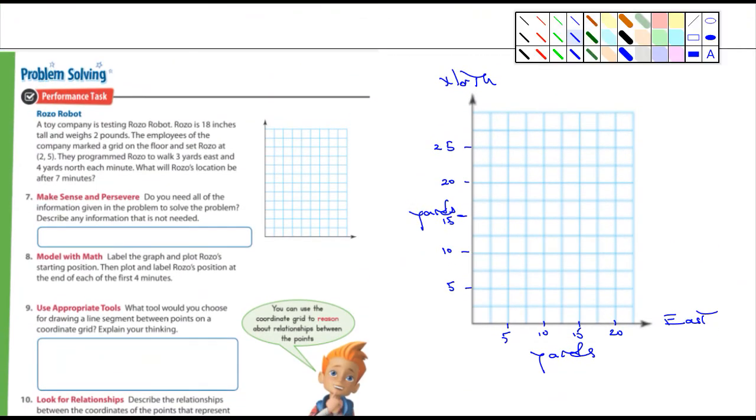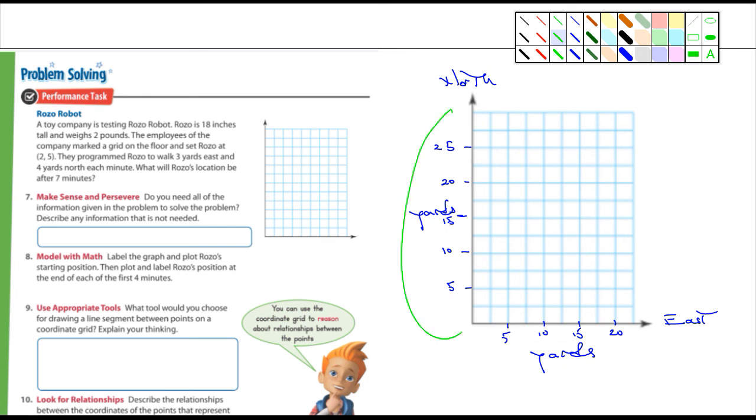A toy company is testing the Rozo robot. Rozo is 18 inches tall and weighs 2 pounds. The employees of the company mark the grid on the floor and set Rozo at 2, 5. All right, so let's find 2, 5. Now, I just want to point out something here.